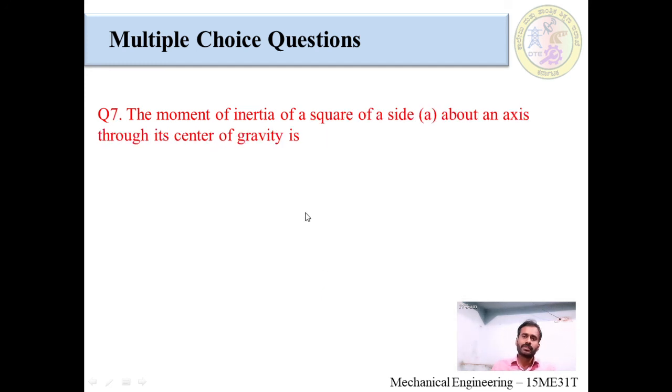The seventh question, the moment of inertia of a square of a side about an axis through its center of gravity. So we have to calculate the moment of inertia for a square section with a side A. Here both the depth and width are same, A, okay. So by using the equation BD cube by 12, here B is equal to A, okay. Substitute A into A cube divided by 12. A into A cube is A to the power 4 by 12. So the correct answer is option D.